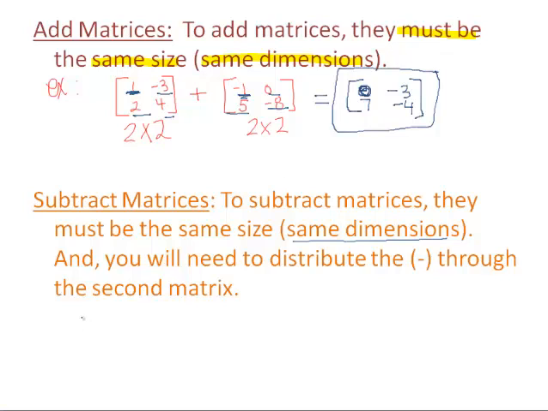So for my example, let's take that first matrix, which was 1, -3, 2, 4. And let's subtract it with the second matrix, -1, 0, 5, -8. Now this is just like if you were subtracting other numbers. We're going to distribute through that negative. So let's go ahead and do that.